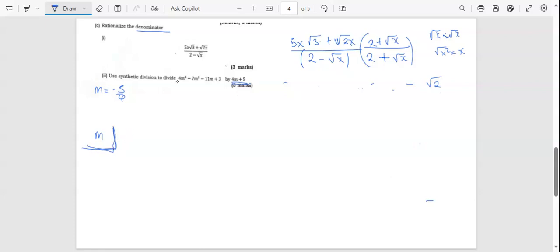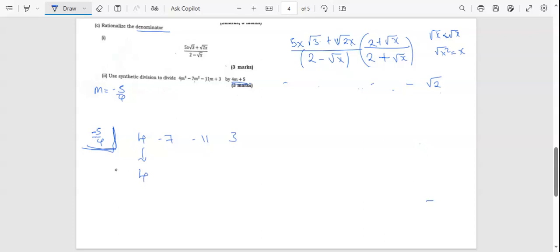Then you bring the coefficients only. The coefficient of the first term is 4, then the next coefficient is negative 7, then negative 11, and the last one is positive 3. This is the value of m, so you put the value of m there. The value of m is negative 5 over 4.